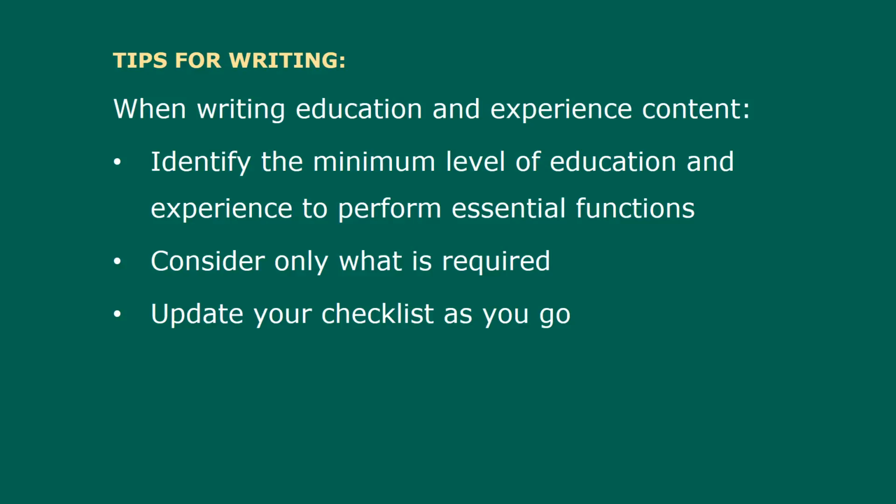When considering education required by the position, identify the minimum level of education necessary to produce adequate performance results in your key result areas. When considering experience required by the position, do the same. Identify the minimum level of experience necessary to produce adequate performance results in your KRAs. When selecting the applicable qualifications, consider only those that are required by your essential functions. If there's a qualification required by your position that's not listed on your organizational checklist, you should add it to the checklist during your job documentation process.